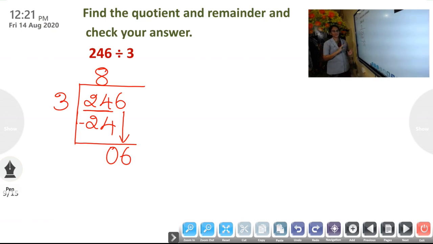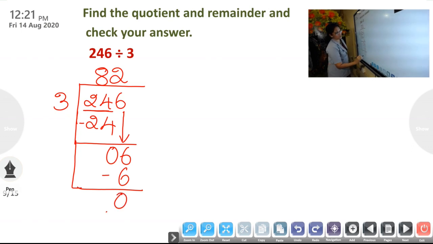And now we have to divide 6 by 3. So how many 3's are there in 6? 2 3's are 6. So 2 you write in the quotient. And 2 into 3, 6, 2 3's are 6. Then subtract. 6 minus 6, remainder is what? 0. So, our division is complete. So, what is the quotient we got? 82.